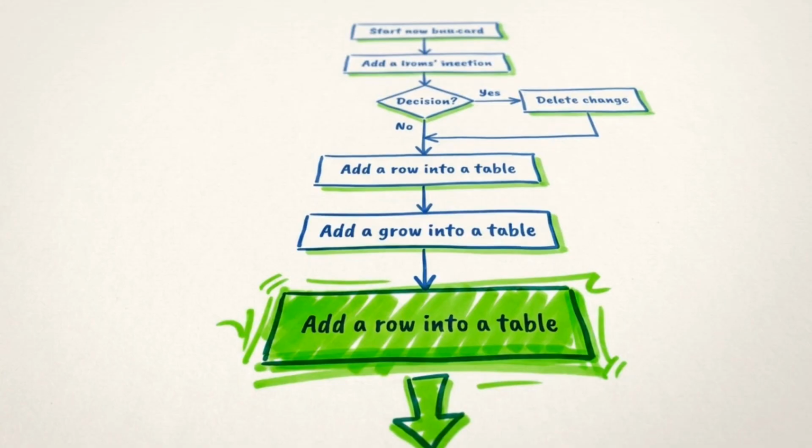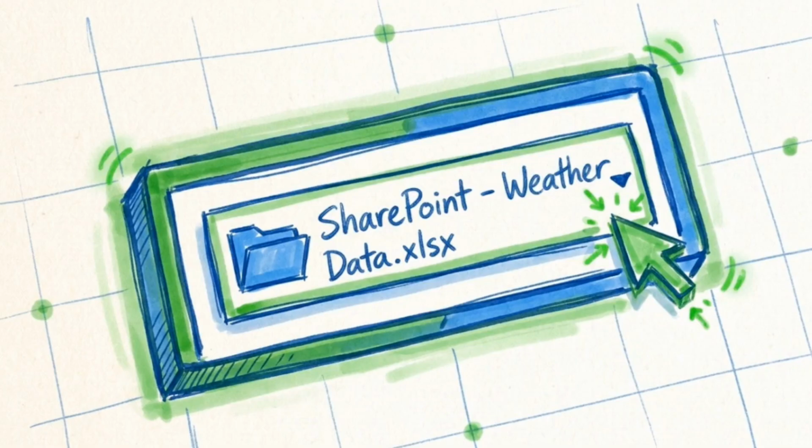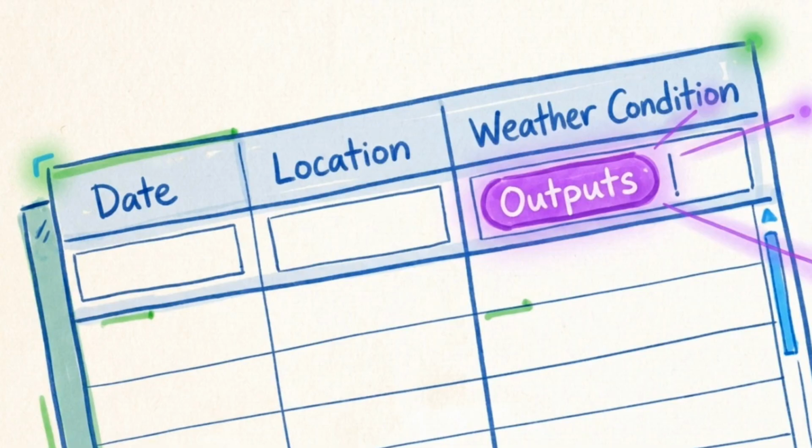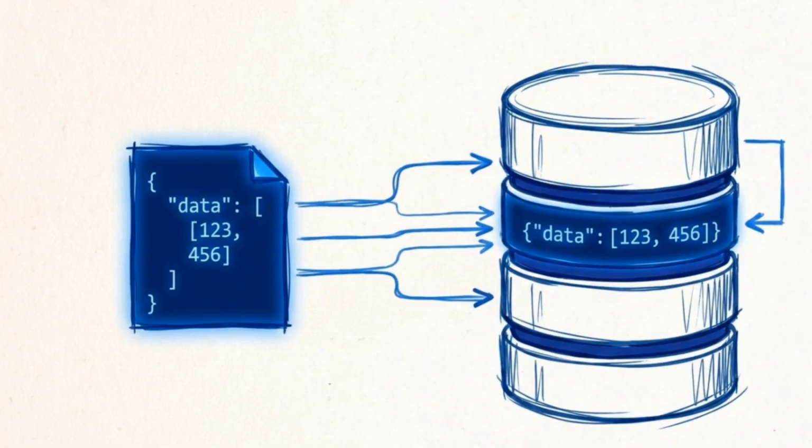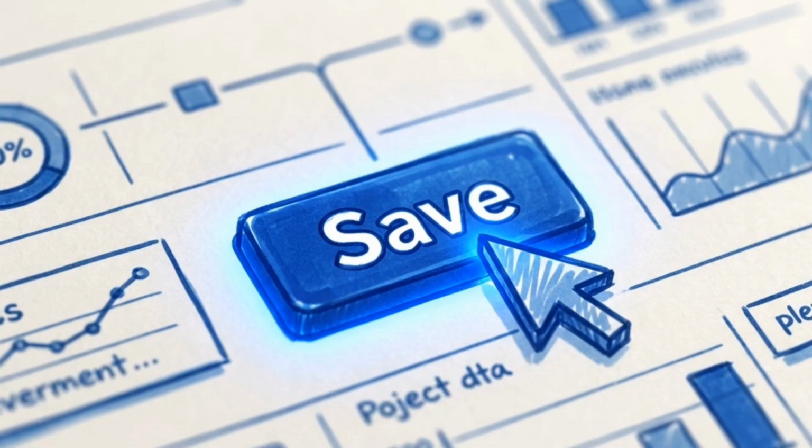With our data cleanly extracted, add one final action. Add a row into a table. Point this action to your designated SharePoint Excel file. Now, map the clean outputs from your compose action directly into the corresponding columns in your spreadsheet. Accurate data extraction relies on strict structural alignment, mathematically mapping the server's response so your destination database can ingest the values without error. The architecture is complete.